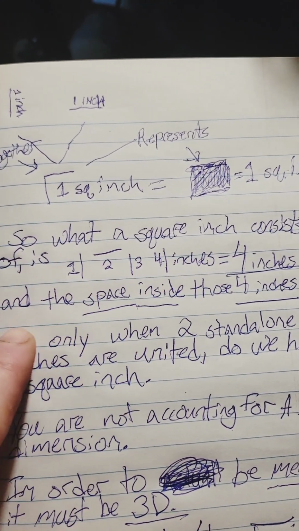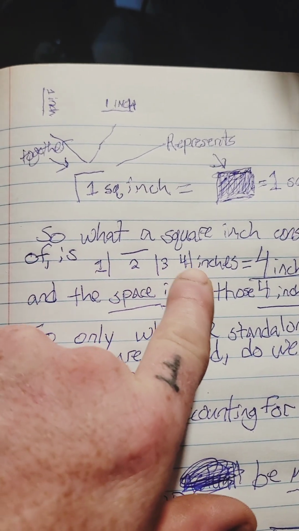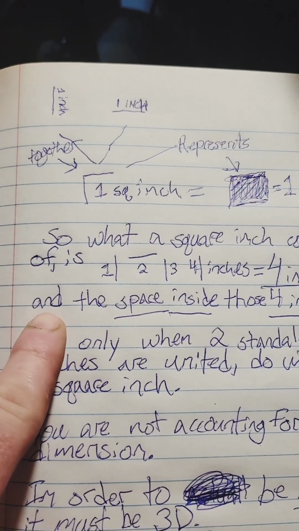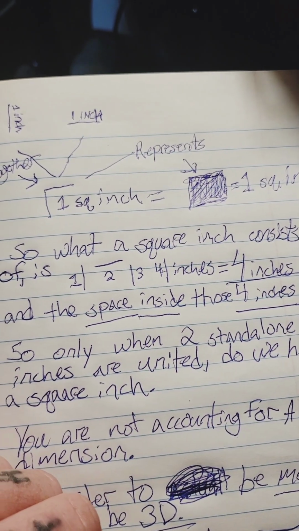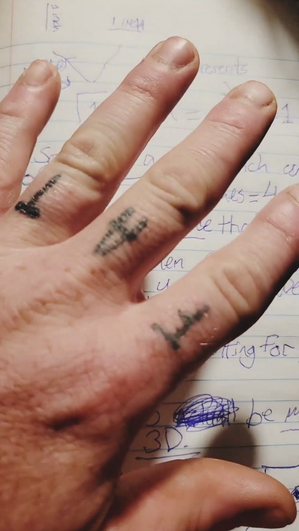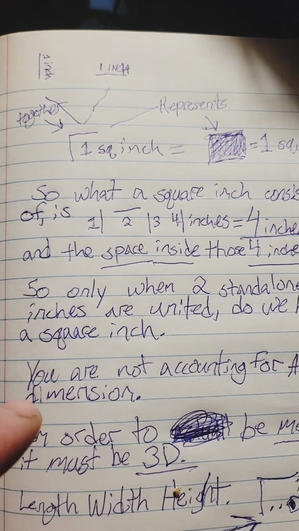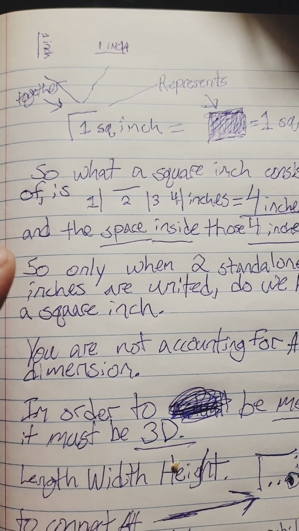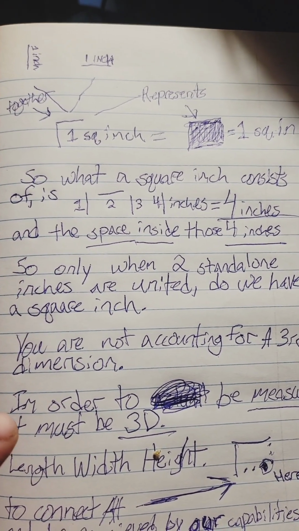So what a square inch consists of is one, two, three, four separate inches, four inches, and the space inside the four inches. That is the reality of what the math represents. So, only when you have two standalone inches combined do we have a square inch.